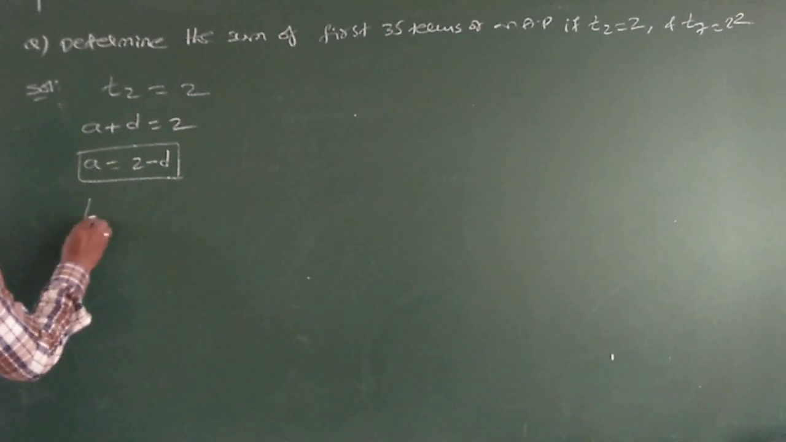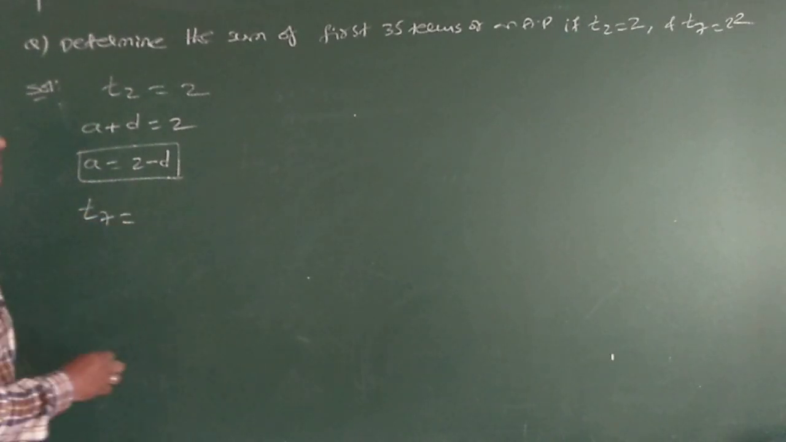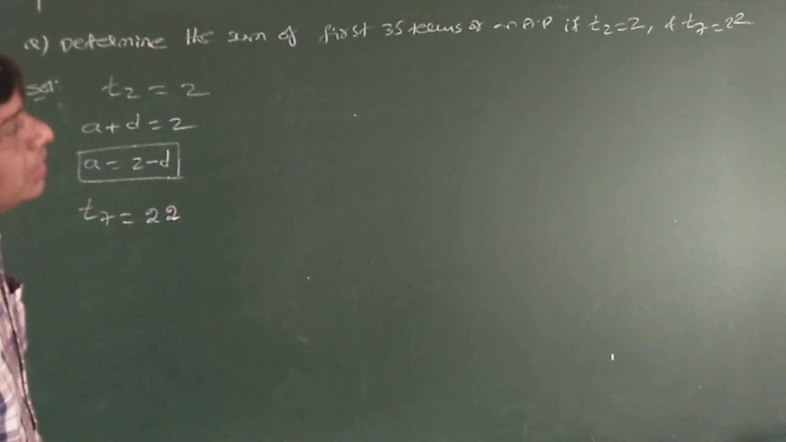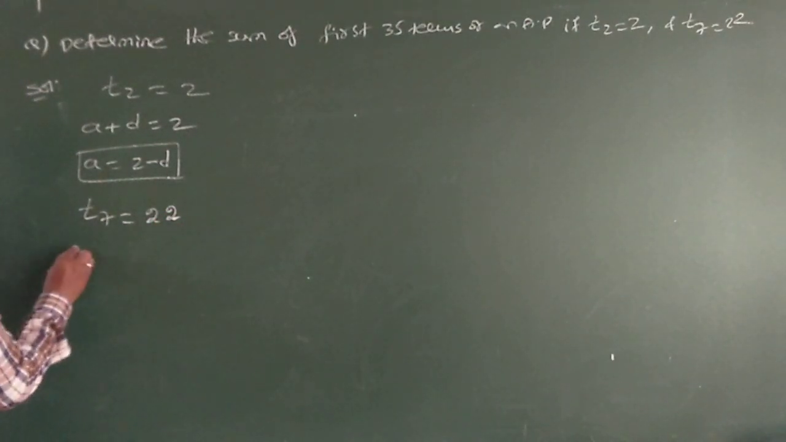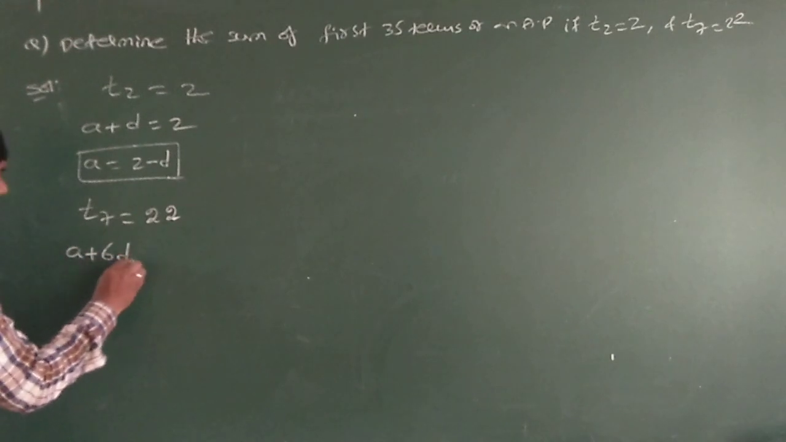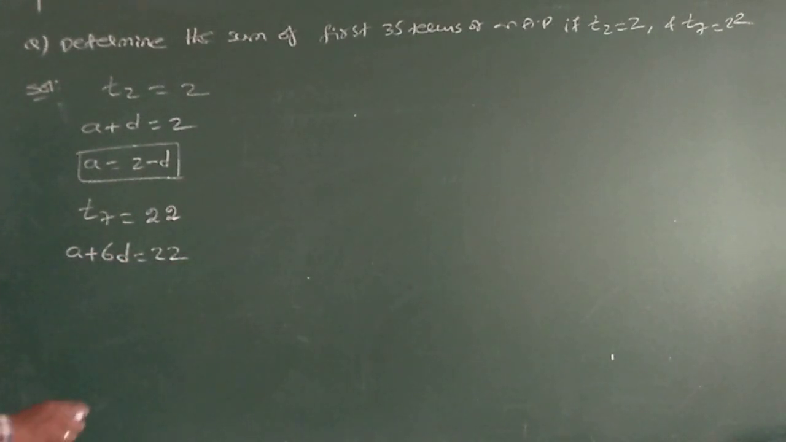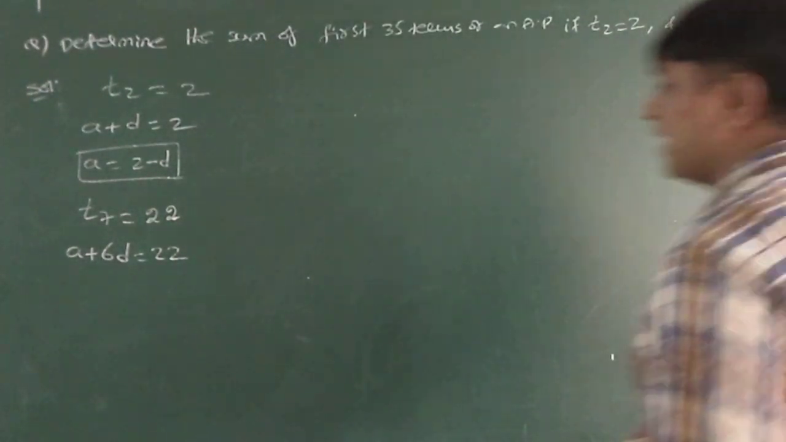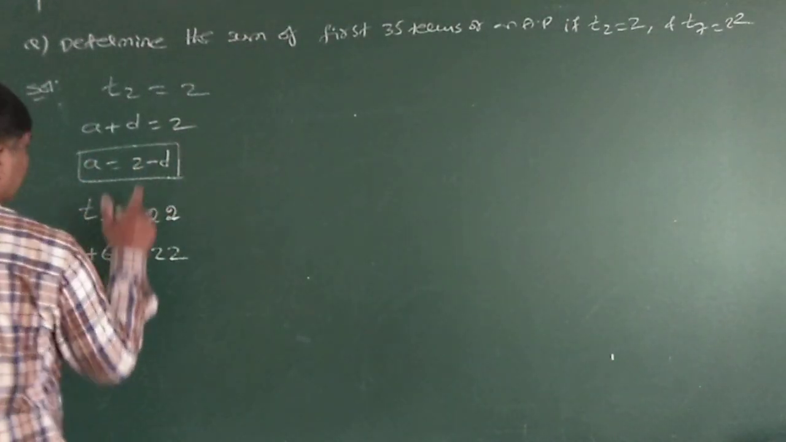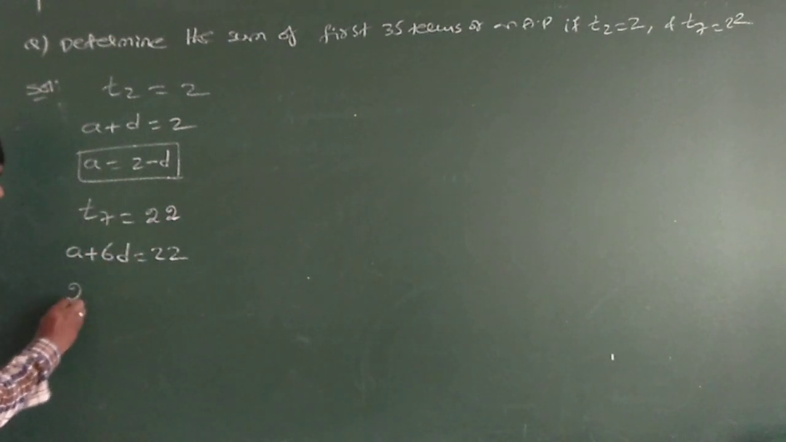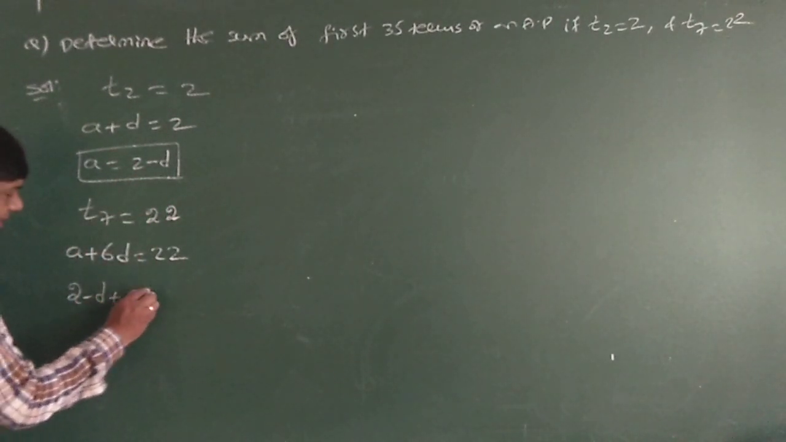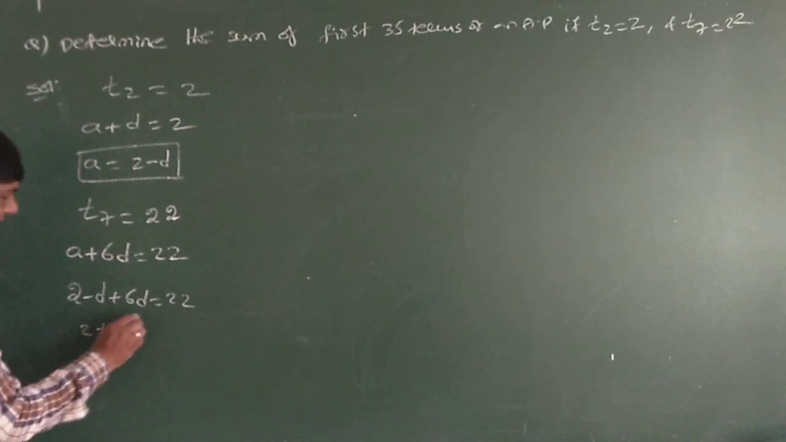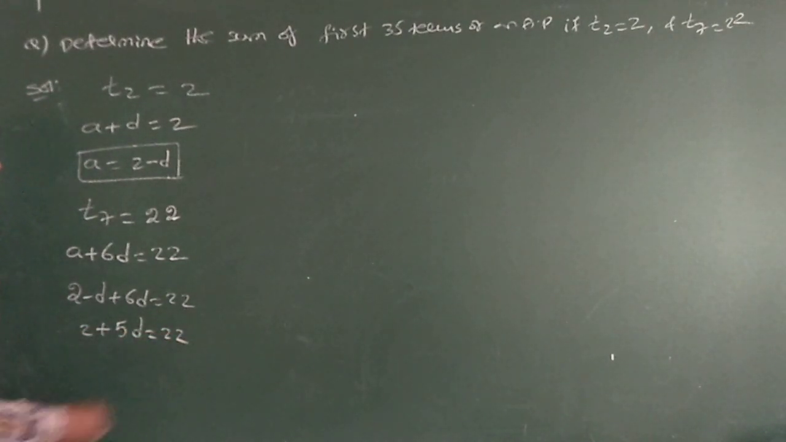Next, what else is given here? T7 is equal to 22 is given. T7 means a plus 6d is equal to 22. Now what is a here? 2 minus d plus 6d is equal to 22. Now 2 plus 5d is equal to 22.